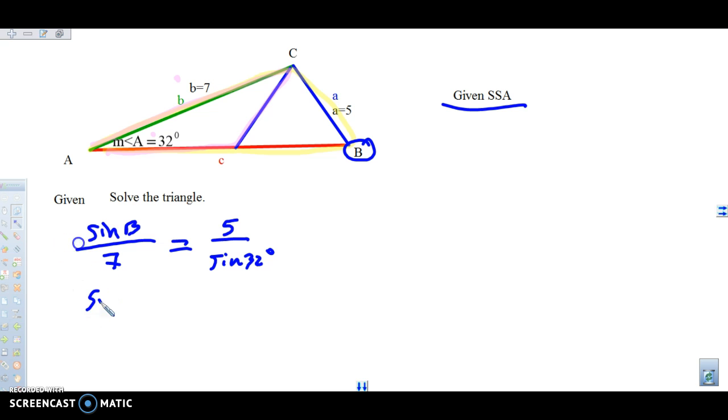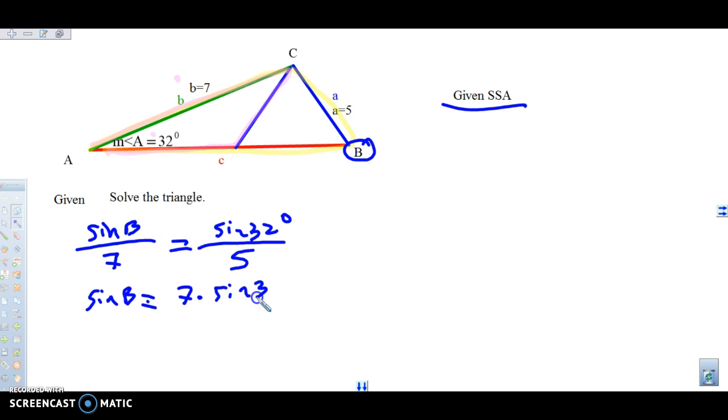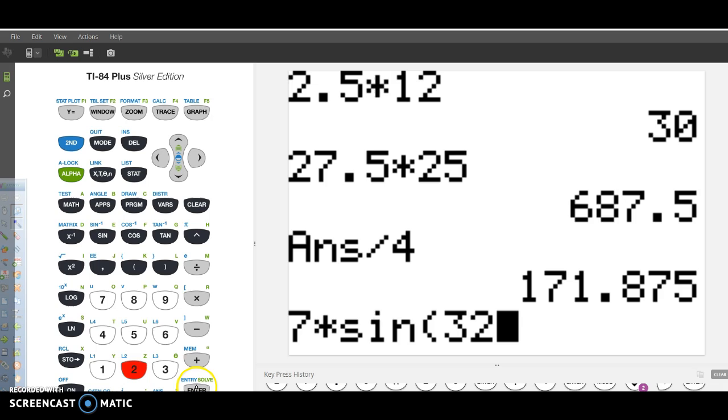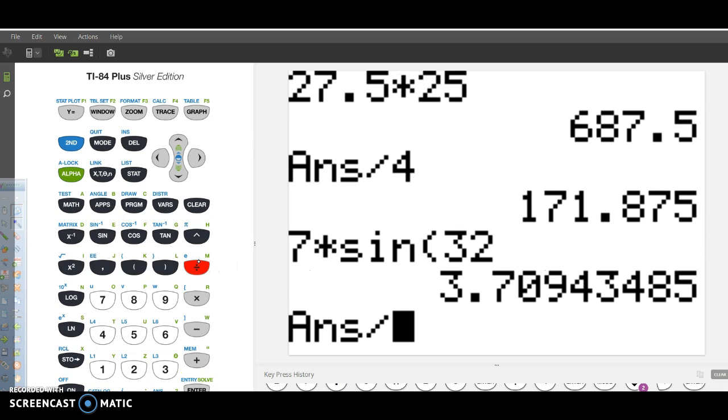When I multiply both sides by 7, I get the sine of angle B equals 7 times the sine of 32 degrees divided by 5. Oh, wait a second, catastrophic mistake. The sine of 32 degrees divided by 5 right there. So when we go to our calculator, we're going to figure 7 times the sine of that 32 degrees, and then we're going to divide that by 5.